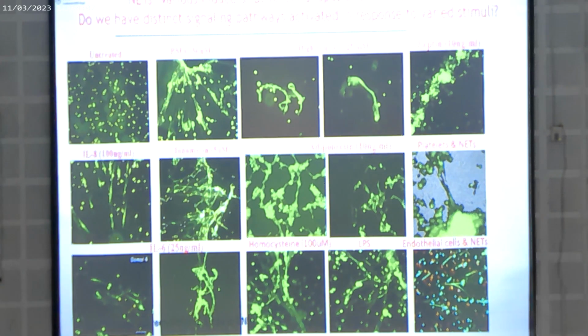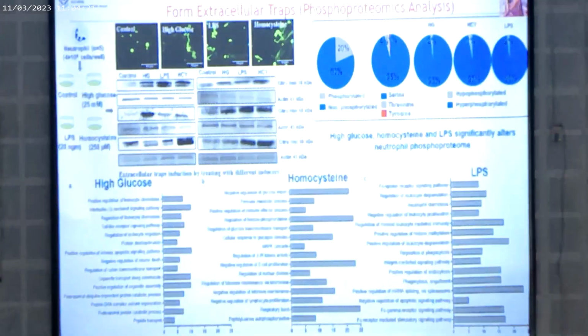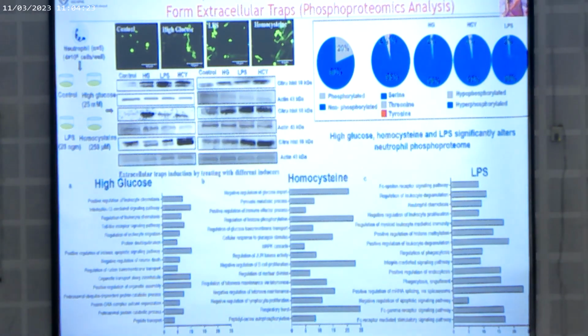Now, as we see, there are many things which can make NETs, but all of the inducers can make different shapes, different patterns. Probably this leads us to think that there are differences in the signaling patterns. So we carried out phosphoproteomics analysis in the neutrophils treated with high glucose, LPS, and homocysteine, and then we see that their stimulation populations are quite different. And then, as we see here, the network analysis also shows it.